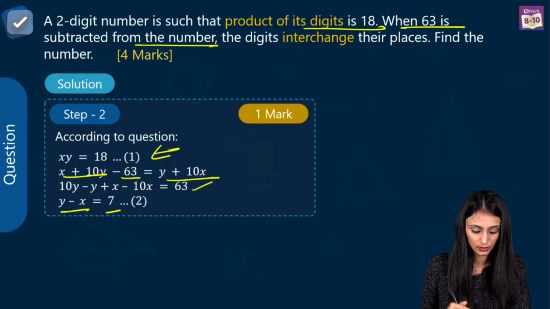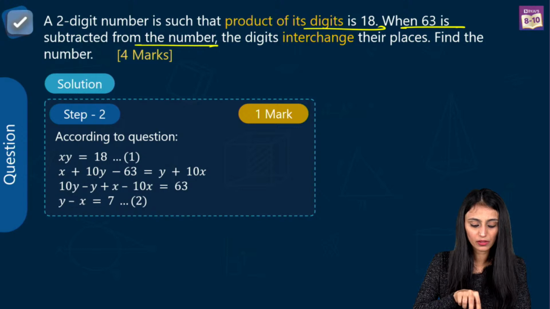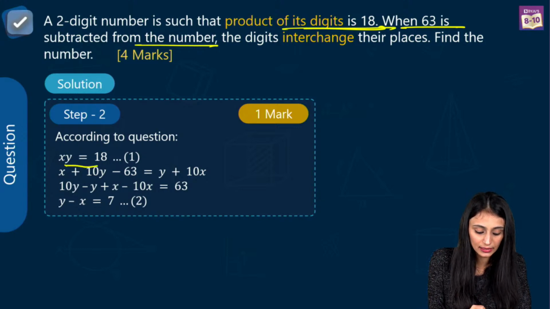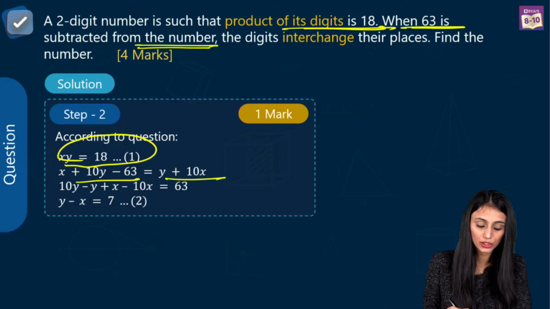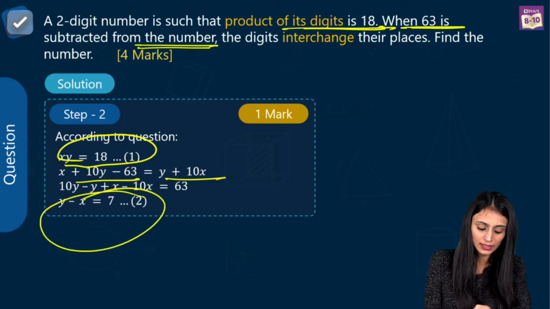Step 2, Yasharth. Simply, we are just doing a literal translation of this statement. Product of digits is 18. This is the first equation. Subtract 63 from the number. This is the number. The digits interchange their places. We write the new number. Simplify it. You get y minus x equal to 7.